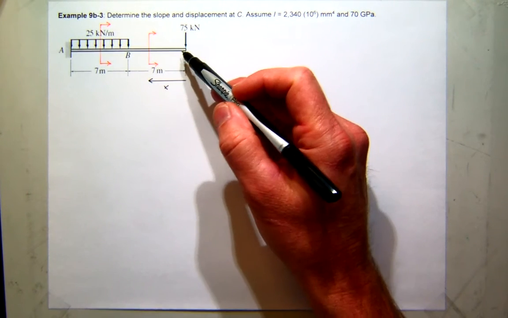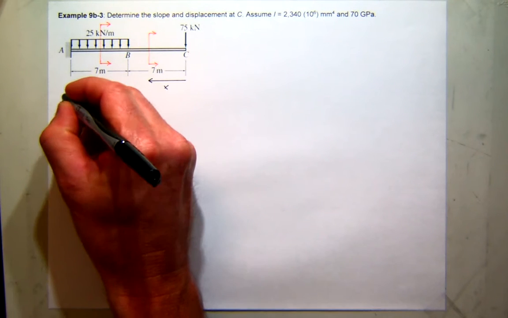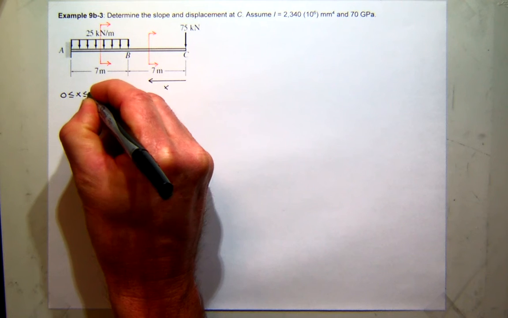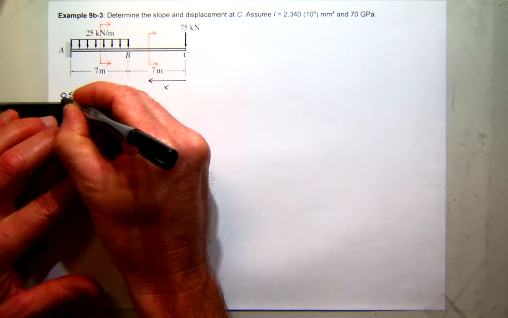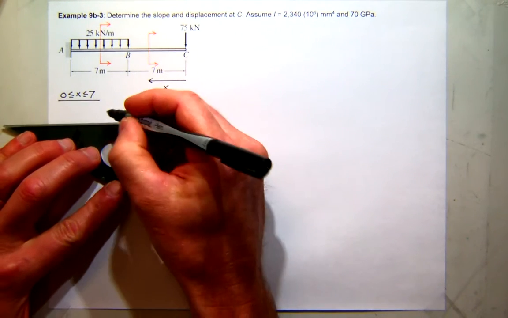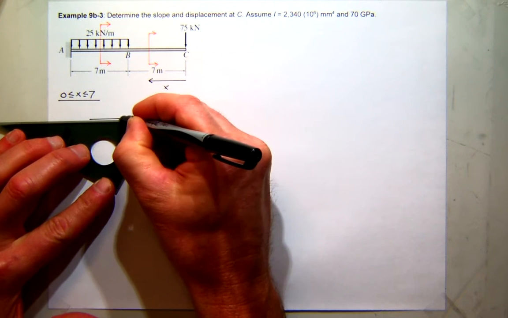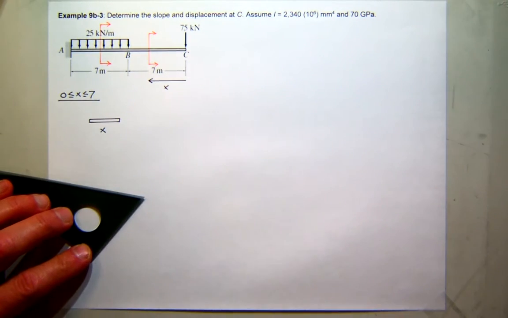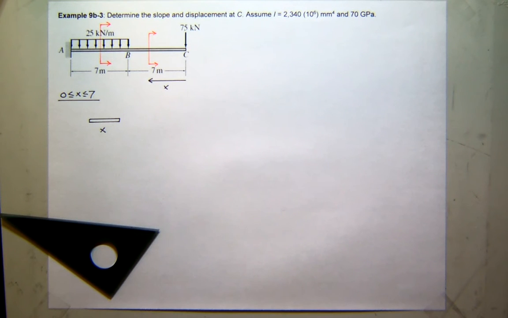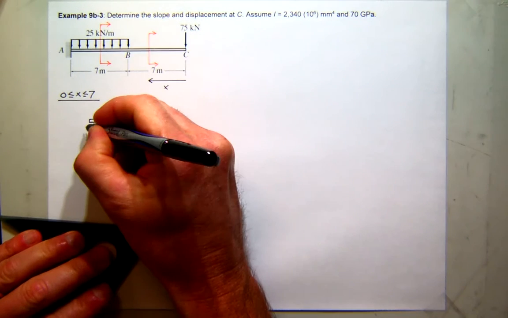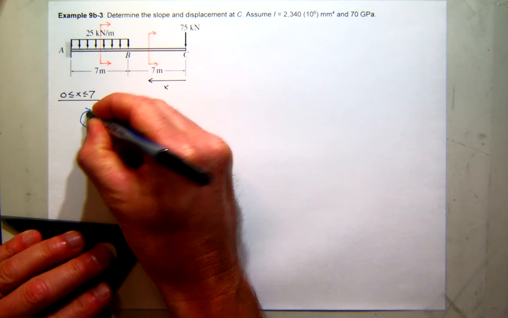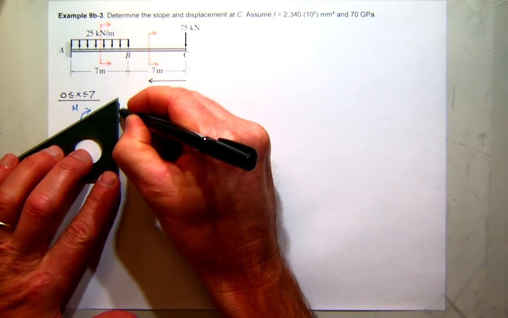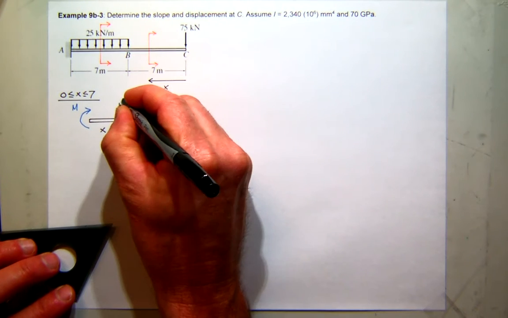So I'll start with this one here first. So this would actually be the segment from X going from 0 to 7. And if I draw that free body at some distance X, I don't have any reactions. Remember, the only thing I'm looking for is the internal moment. So there's the moment. I did leave off my load here at the end, which is 75 kilonewtons.